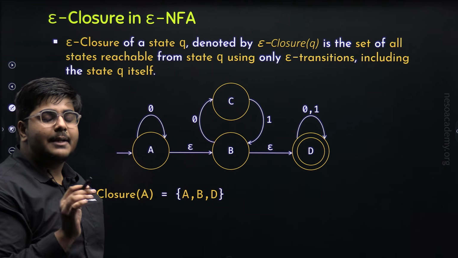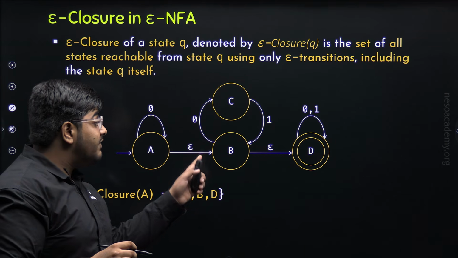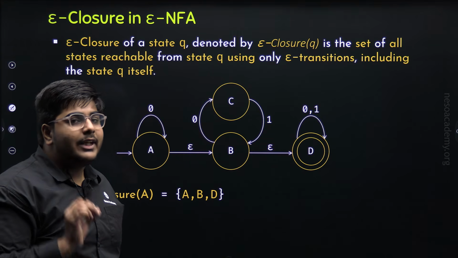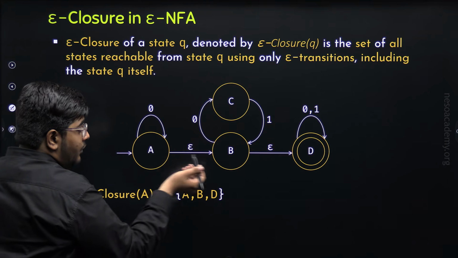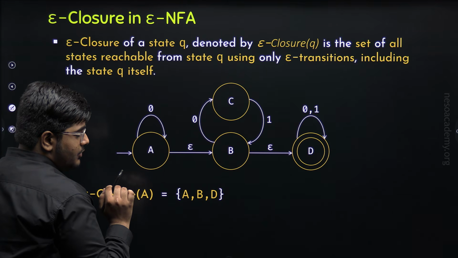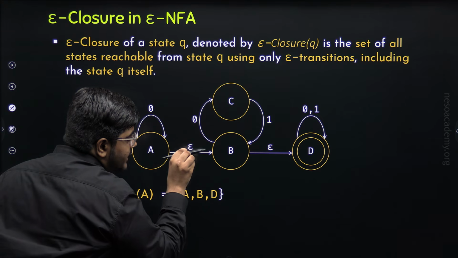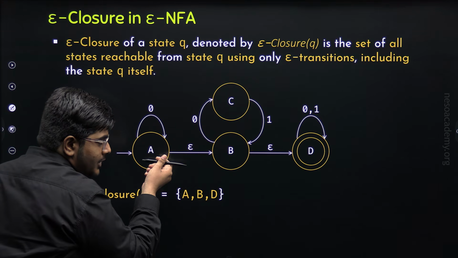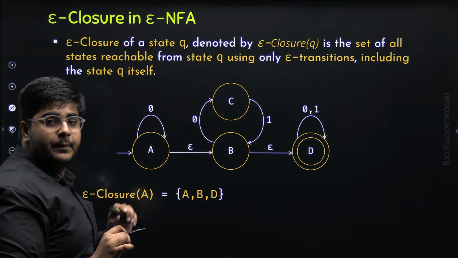Now let's calculate the epsilon closure of the state B. So what are the states that we can reach from B using only epsilon transitions? Can we reach the state A from the state B using epsilon transitions? No. This transition is an incoming transition. This is not an outgoing transition. So A will not be the part of epsilon closure of B.